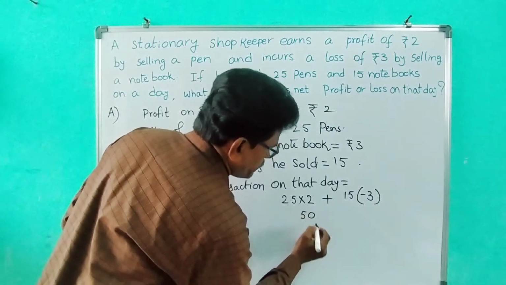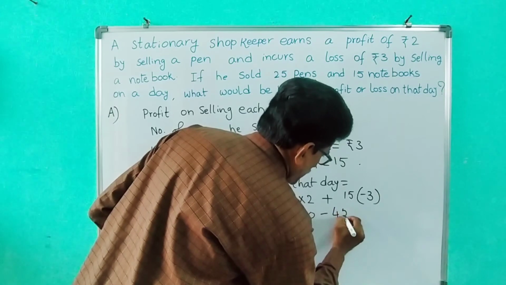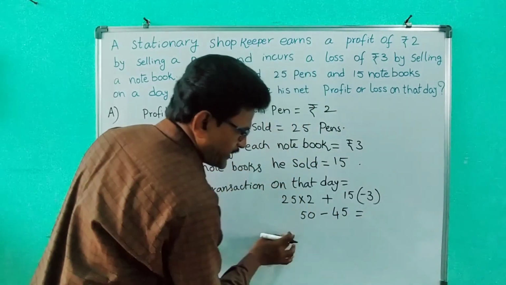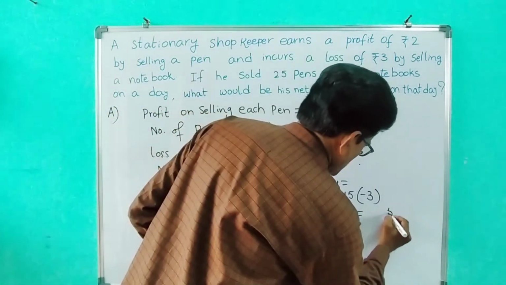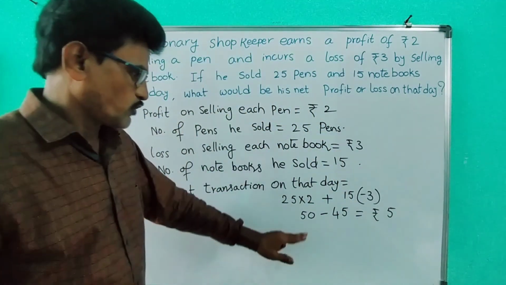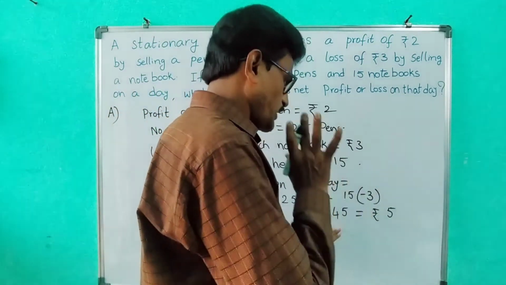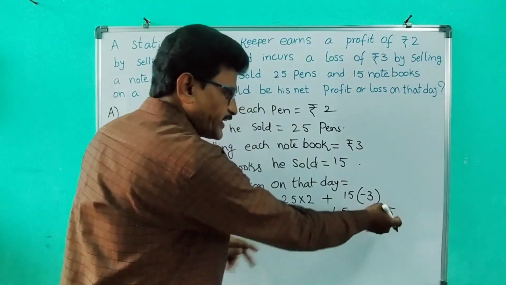25 into 2, the amount is 50. That is profit. 15 threes are 45. It is 45 loss. So how much difference are you getting here? 5 rupees. This 5 rupees is a positive value. So 50 rupees profit, 45 rupees loss on that particular day. So overall he is getting 5 rupees profit.